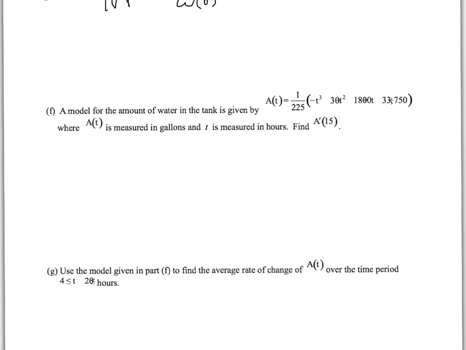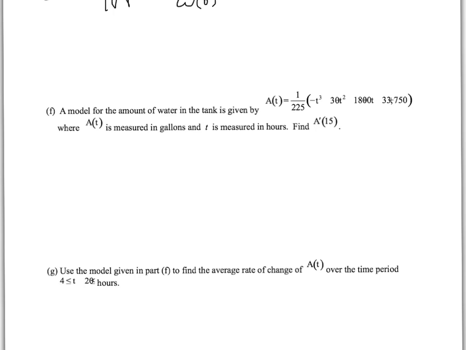Let's look at this. A model for the amount of water in the tank, somehow they came up with a regression, and it's given by this equation. A of T is measured in gallons and T is measured in hours. So we had data, and from that data they were able to come up with this equation. They're giving it to you. You didn't have to come up with it. We want to find A prime at 15. So what are we going to do?